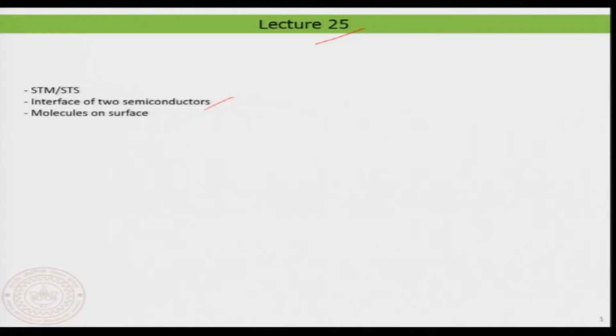So, first we will look into an interface of two semiconductors. Of course, it is a typical example I am showing. You can do this on any possible surface, as I have already told you. Then we will also switch to molecules on surfaces, and particularly I will focus in this section on big molecules on surfaces like phthalocyanines, pentacenes and things like that, which you have already seen in the previous lectures. So, I will be looking at the spectroscopic aspect of the molecules on surfaces. That is what we will be doing in this lecture.